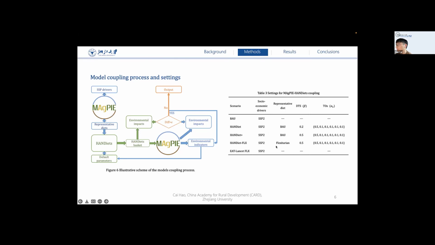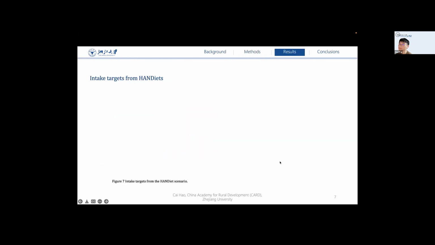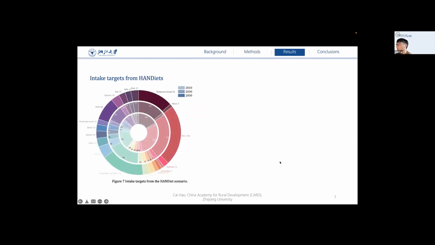We also adopt the SSP2 run as a business as usual scenario and the EAT-Lancet FLX scenario for comparison in this research. So let's look at the intake targets from the basic HAND diet, shown in Figure 7. Firstly, as an example, the unit is dry matter grain. The inner circle is the intake target for the year 2010, and the middle circle is for 2030. The outer circle is for 2050.